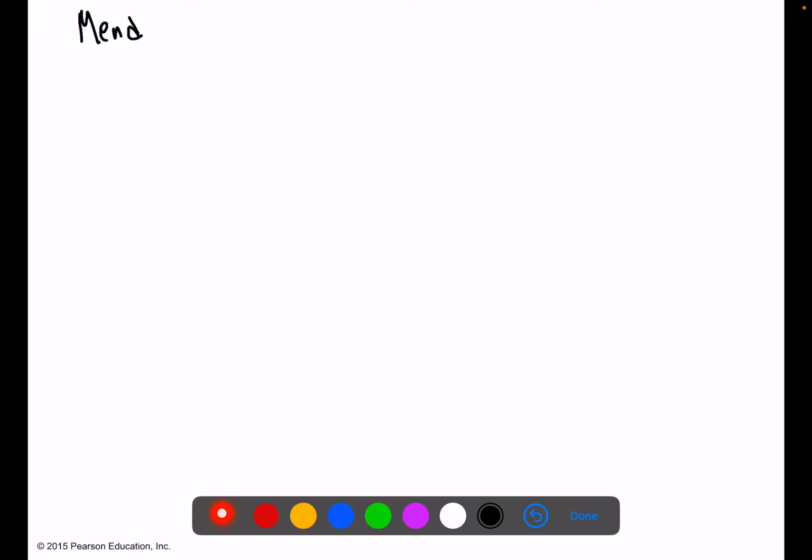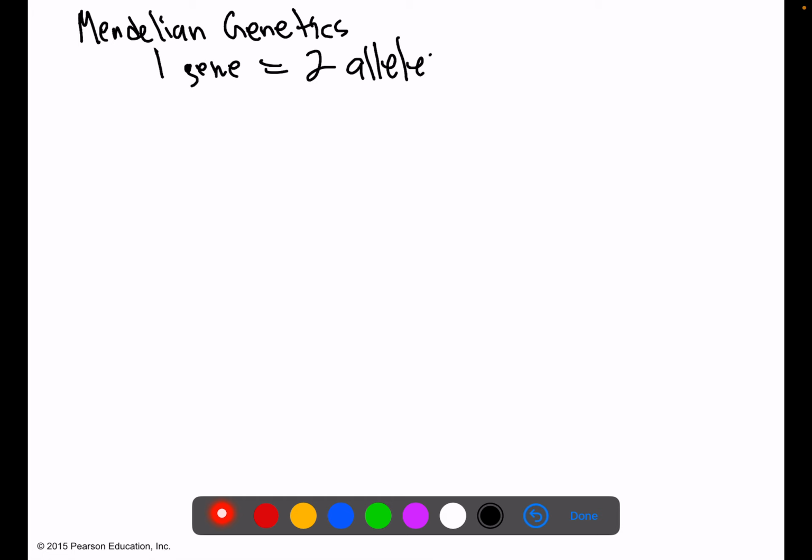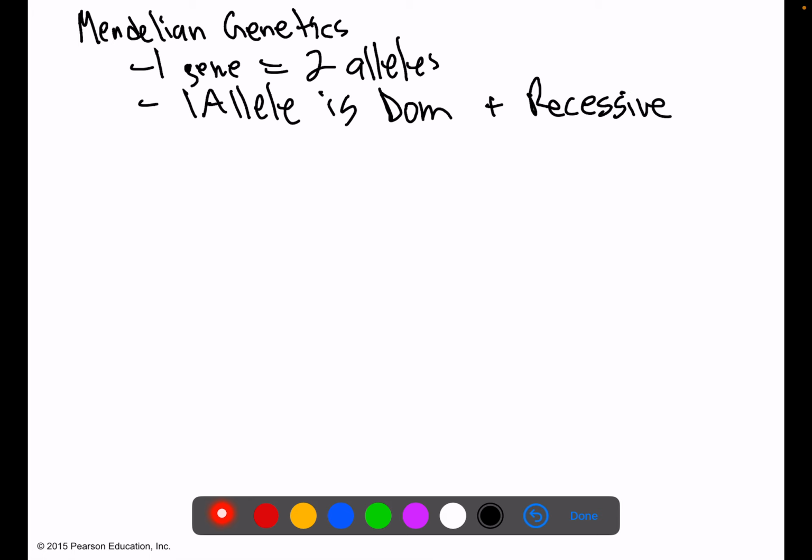In that lecture, we were introducing the 4 basic crosses of Mendelian genetics. So what makes it Mendelian genetics is that there's one gene. Each gene has 2 alleles, and one allele is dominant, and the other allele is recessive. All right, and because of that, there are 4 basic crosses to know.